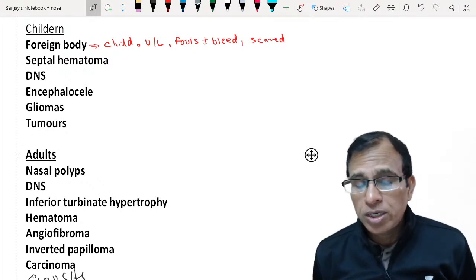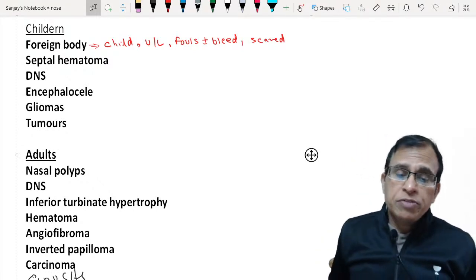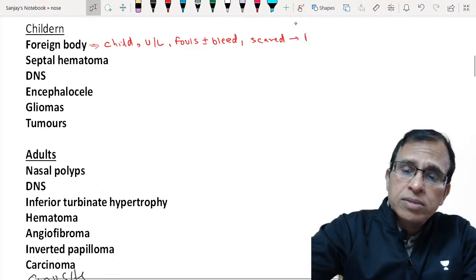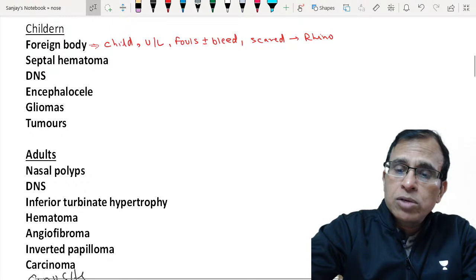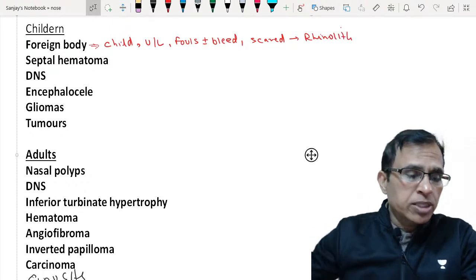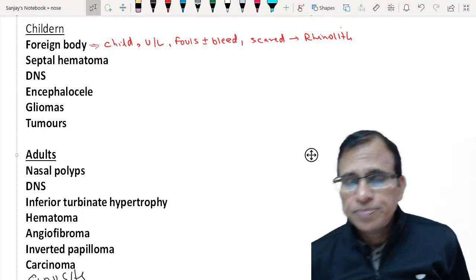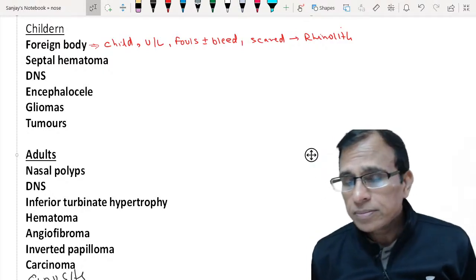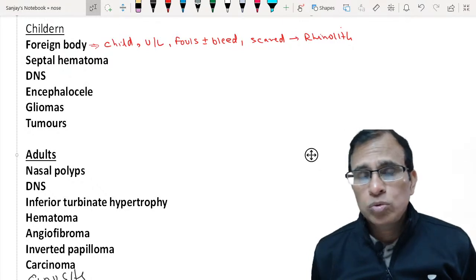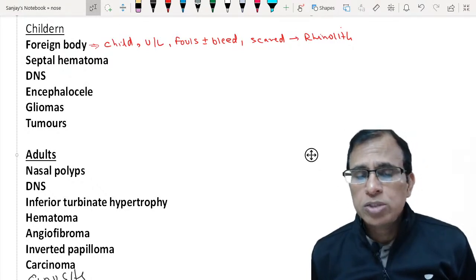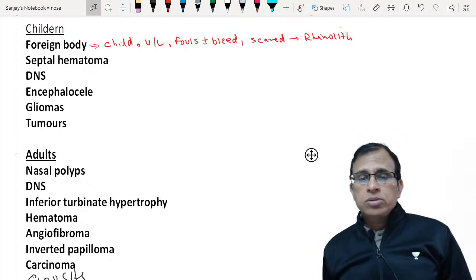Endoscopy is useful if you can't see, and if the foreign body has been there for a long duration of time, it may become what is called rhinolith. We know what is rhinolith. If the foreign body has been there for a few days, it could be a rhinolith, where there is a deposition of calcium on this foreign body and it becomes hard like a stone. Now, if you take an X-ray, you will be able to see it, but in most cases you cannot see this. So these are the points.